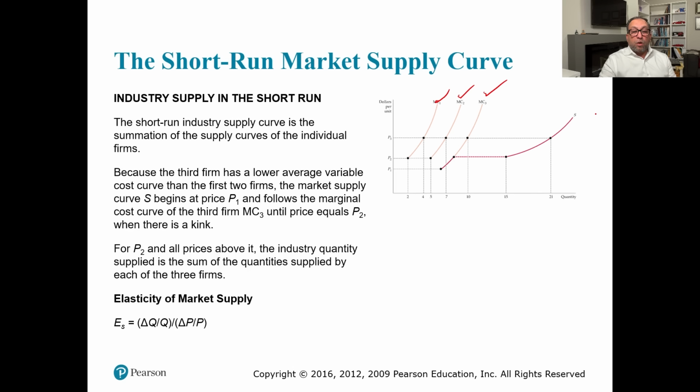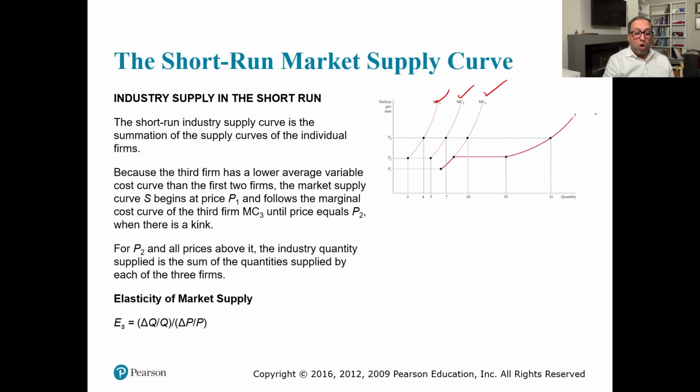Because firm 3 has a lower average variable cost than the first two firms, the market supply S begins at a price P1 and follows the marginal cost curve of the third firm, MC3, until the price is P2, when there is a kink. We can see there is a kink because of the change in supply at that point, since the other two firms are being added in. At the price of P1, only firm 3 is producing.